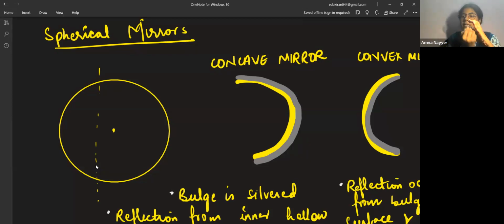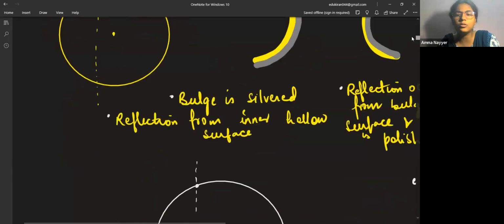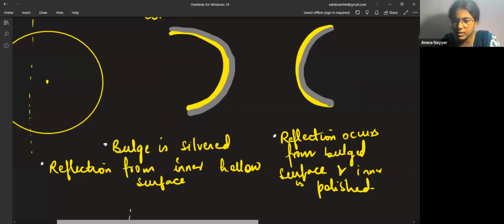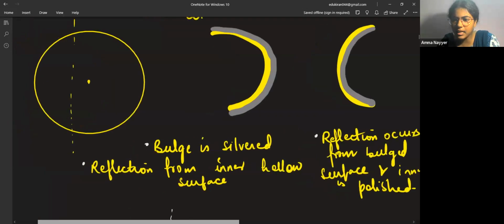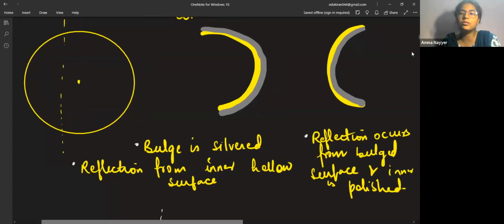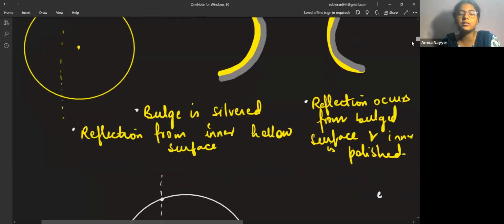Whenever you see some hollow part, concavity is present, so it is a concave mirror. With the bulged outer part, that is a convex mirror. That is only written over here. So for the concave mirror, the bulge is silvered and reflection is from the inner hollow surface. For the convex mirror, reflection occurs from the bulged surface and the inner part is polished.